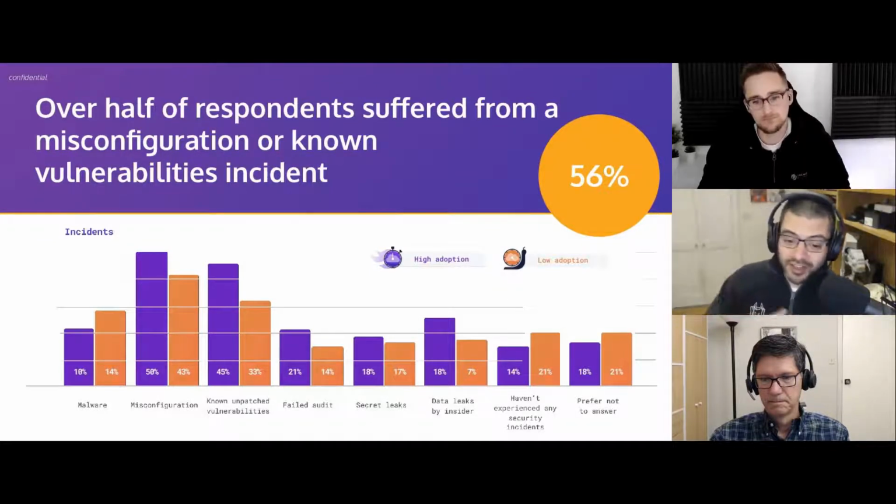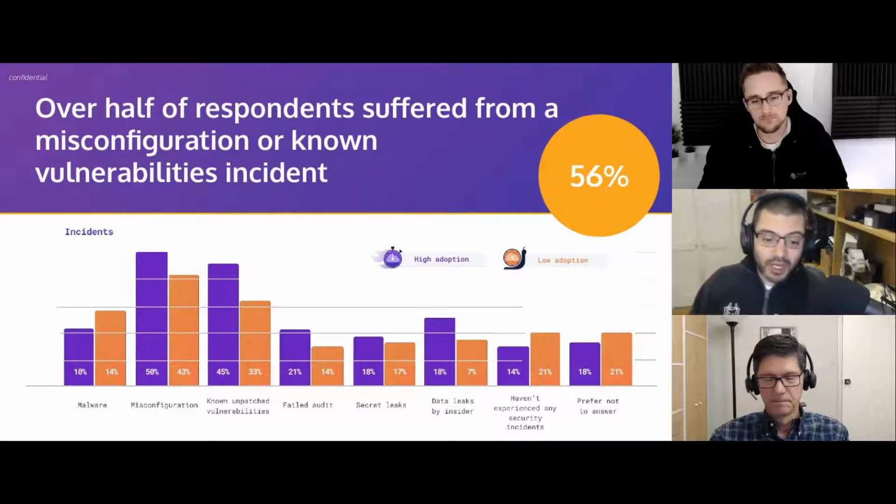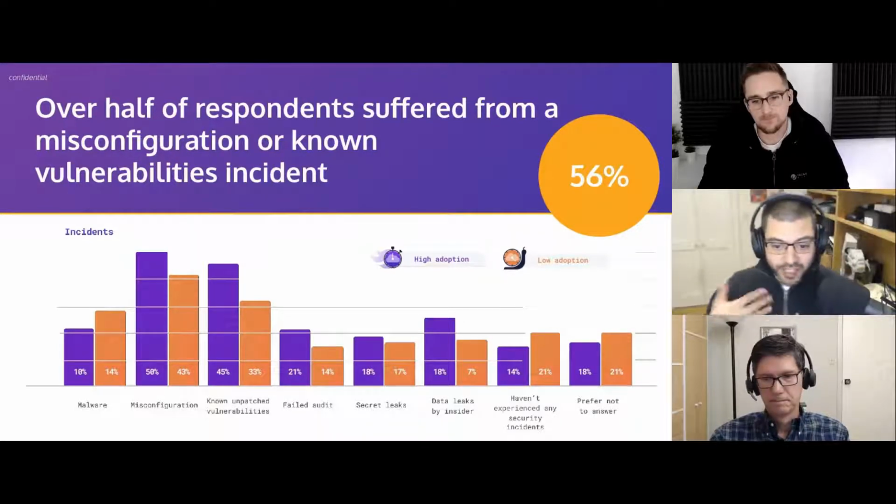So I think, obviously tooling and things like that will help, but it's only part of the puzzle. You need everything else there for that tooling to actually be best used.